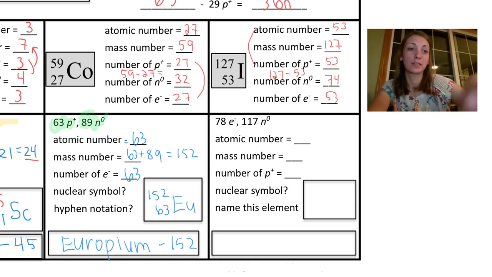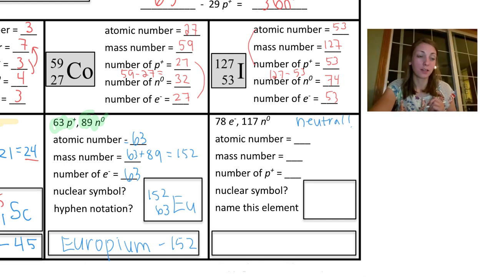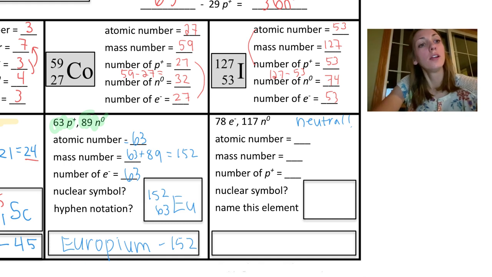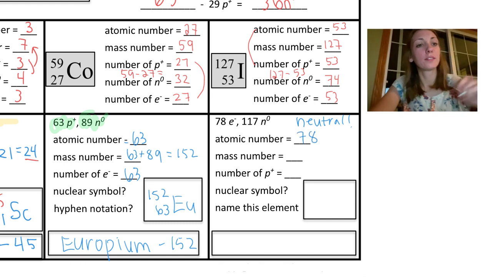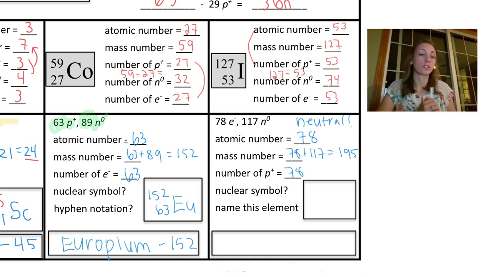Atomic number. This one we have to make the assumption that it is neutral, otherwise we really could not solve this one. So I would have to tell you that later in the class, but for this section everything's been neutral. So our atomic number will be the same as our number of electrons. Our mass number then is going to be 78 plus 117, so that's 195. Protons, as we said, same as the electrons for now.